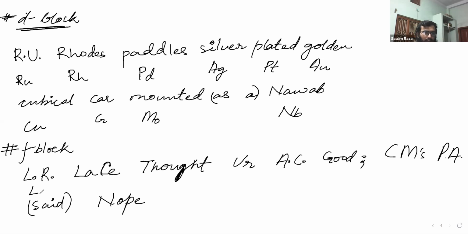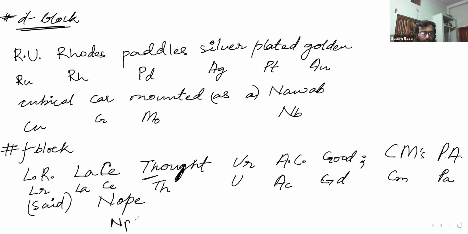This will be for LR. La and Ce, made up of two elements, La and Ce, as the name suggests. Thought will be for thorium, Th. Ur is for uranium, but uranium is just shown as U. Ac is actinium, Ac. For good, you just remove the OO and you write it Gd. Cm is Cm, Pa is Pa, and for no we have Np.